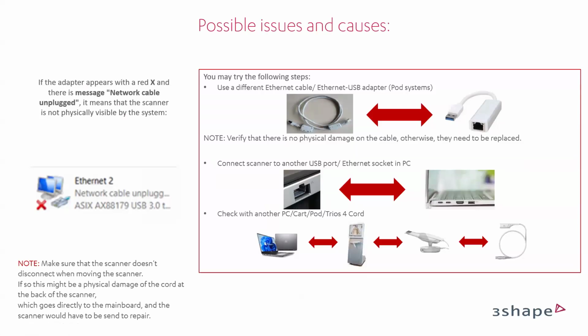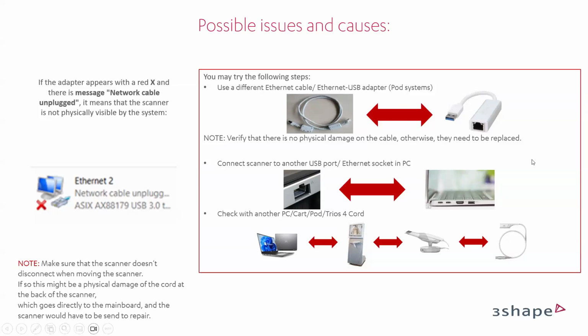if the adapter appears with a red cross and there is a message like "The network cable is unplugged" right here, for example, that means that the scanner is not physically visible to the system. So what you should do is use a different Ethernet cable or USB adapter if available. Also, very important, you should verify that there is no physical damage on the cable, and otherwise it needs to be replaced, of course.